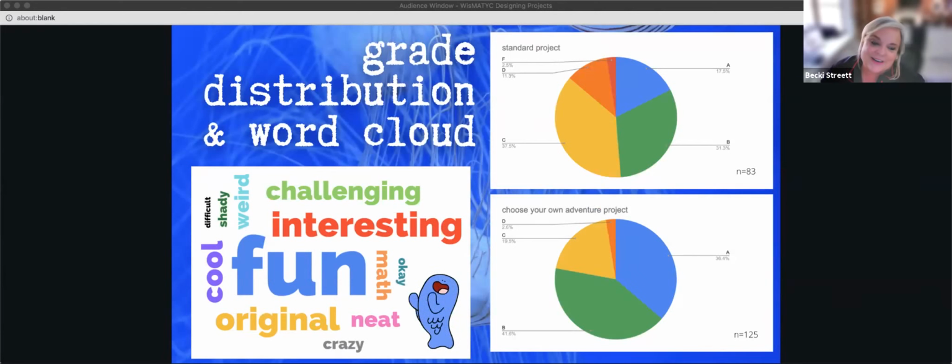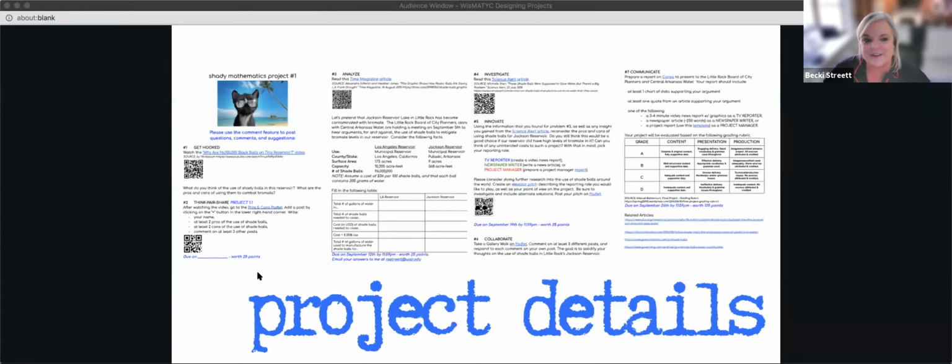This word cloud is just something I had students do to ask what word they thought of when they thought of shade balls, and the number one word was fun, which, that's me doing a little happy dance because I rarely hear that in my math classes, so that was very gratifying.